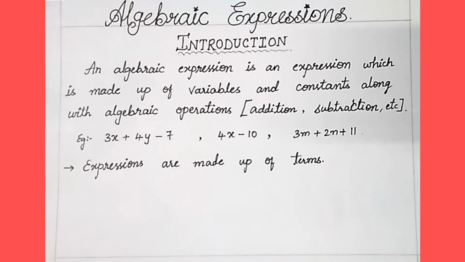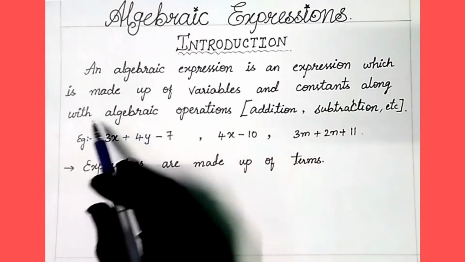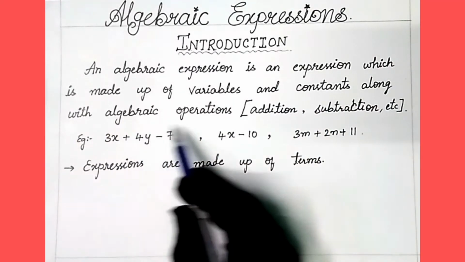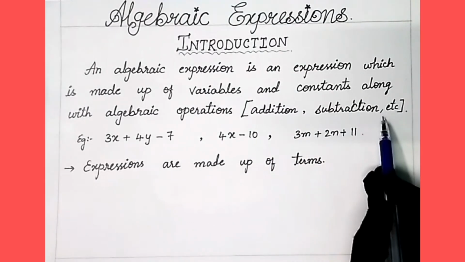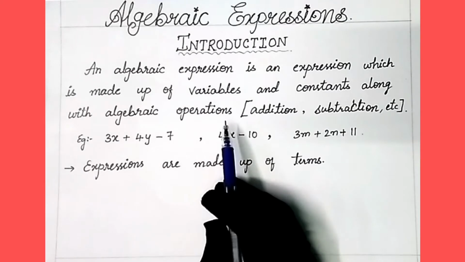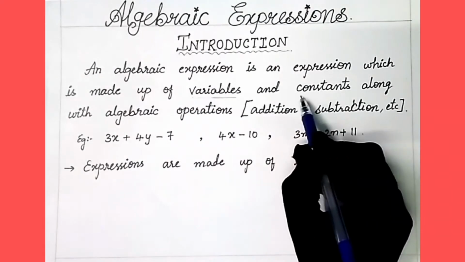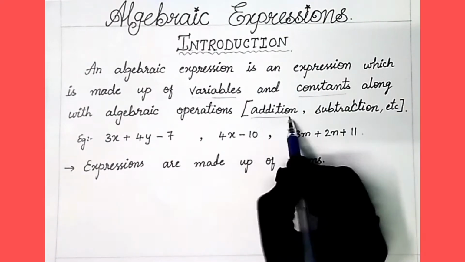In this video, we are going to start algebraic expressions. What is an algebraic expression? An algebraic expression is an expression which is made up of variables and constants along with algebraic operations like addition, subtraction, etc. So, what is an algebraic expression? It is made up of variables and constants along with algebraic operations like addition, subtraction.